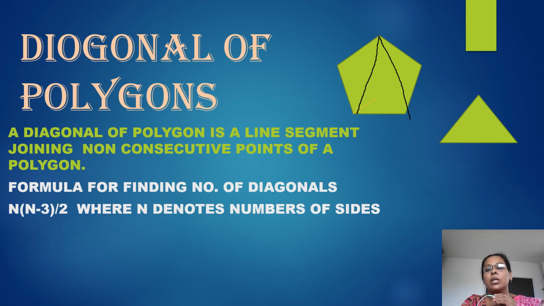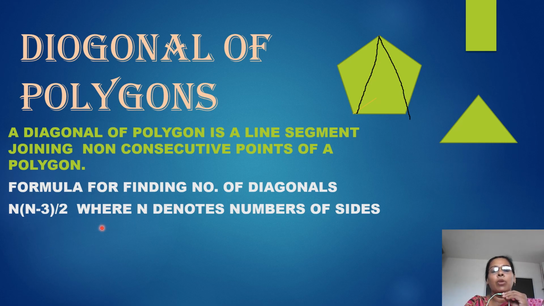Now if you consider the other point, see here, if you consider this point, then for this point these two are consecutive and the opposite two are non-consecutive points. Then if you draw the segment from here to here, it is a diagonal. If you draw this segment, it is a diagonal, meaning a line segment joining non-consecutive points of the vertex is called a diagonal.